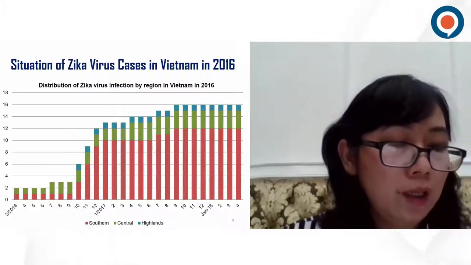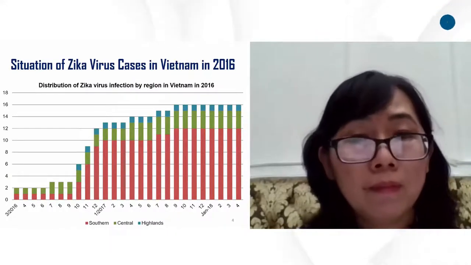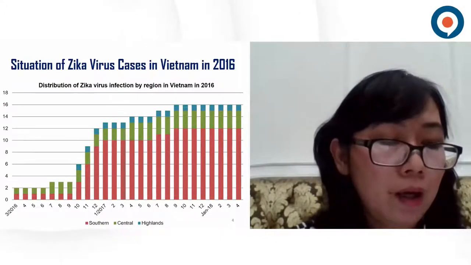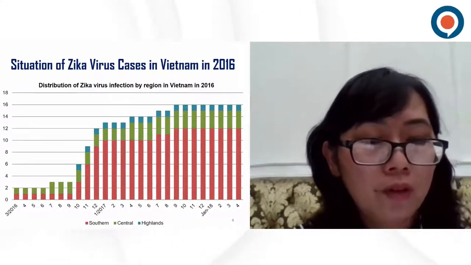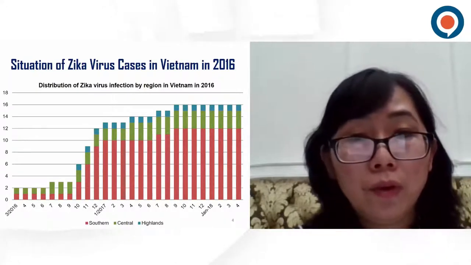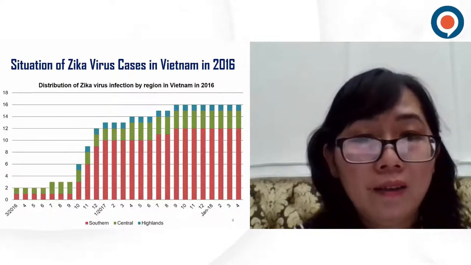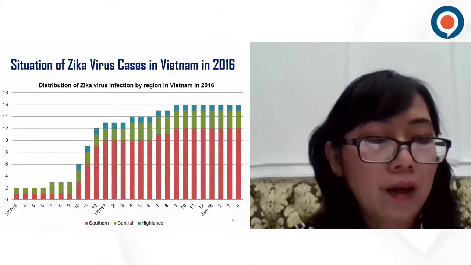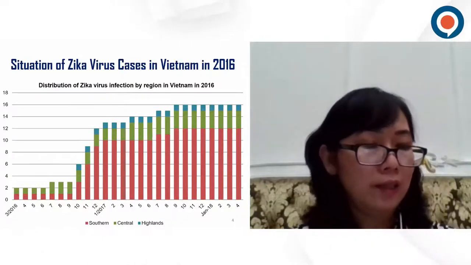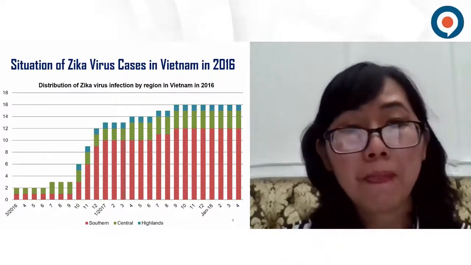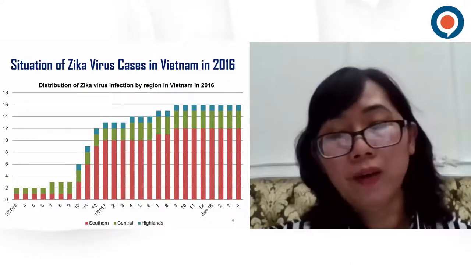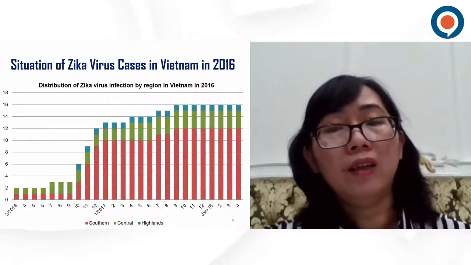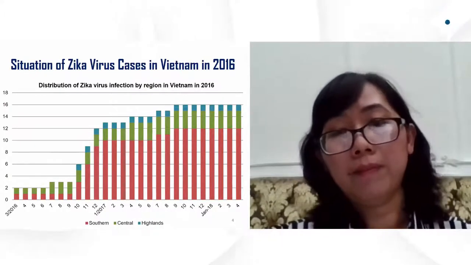To deal with this problem, the Ministry of Health of Vietnam has set up the Chikungunya, Zika and dengue surveillance system. After that, I will call it the CDC surveillance system. This is the reason why we set up this surveillance in southern Vietnam.